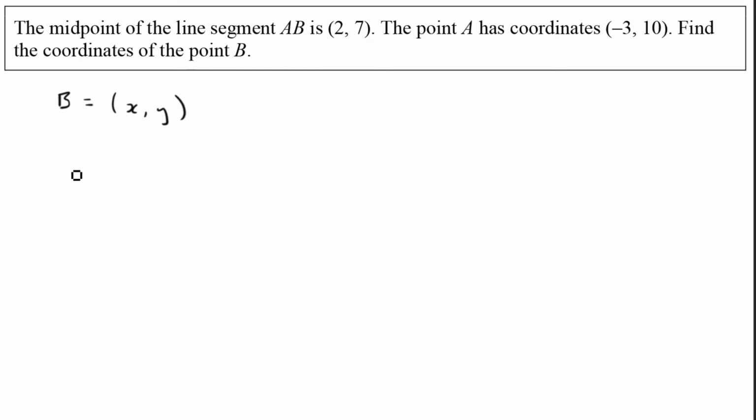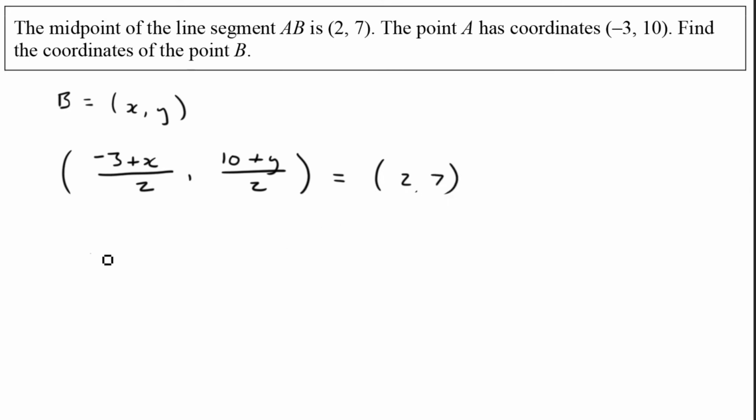We know that if we take the average of the x-coordinates of A and B, in other words, negative 3 and x, and if we take the average of the y-coordinates of A and B, in other words, 10 and y, then that will give us the midpoint of the line segment, which we are told is 2, 7. Now that means that negative 3 plus x over 2 is 2. It also means that 10 plus y over 2 is 7. And we can work on both of these things separately to work out what x and y are.